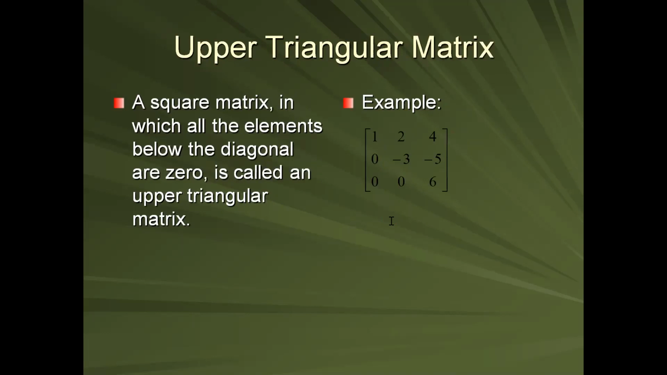Now, triangular matrix. There are 2 types of triangular matrices, upper triangular and lower triangular. Upper triangular means, see here, you will be able to see this triangle. So it is called an upper triangular matrix. Now, how to define it? It has to be a square matrix first. A square matrix in which all the elements below the diagonal are 0. This is the diagonal line. Below that, all the elements are 0.